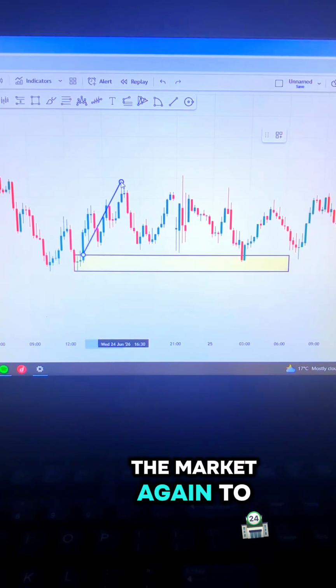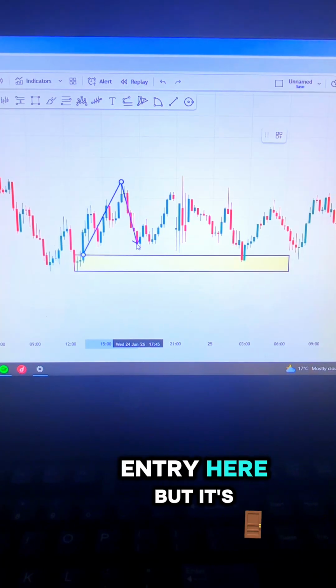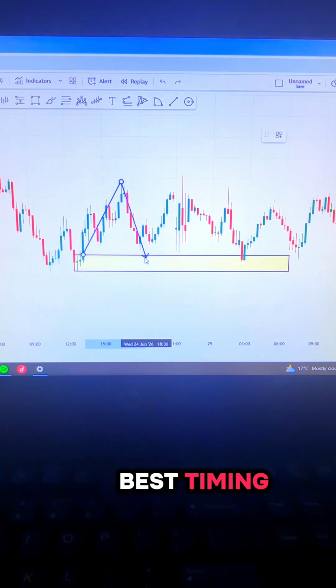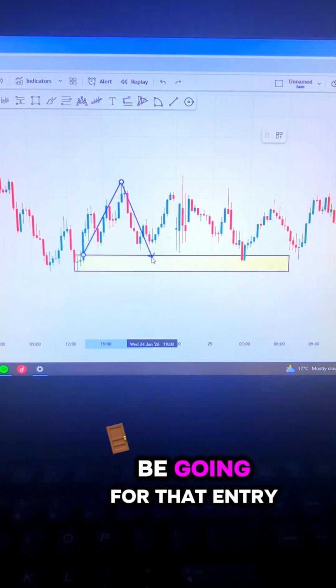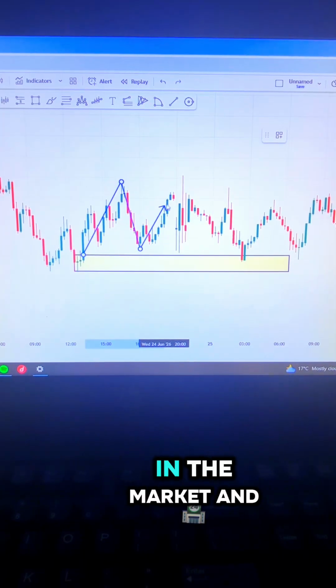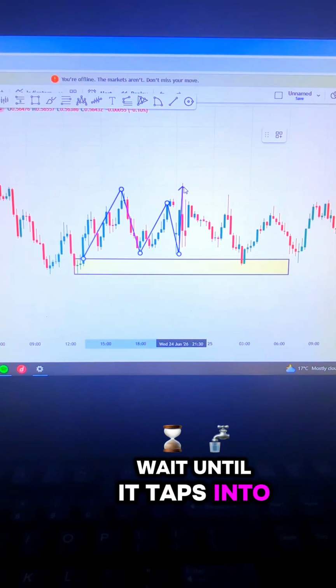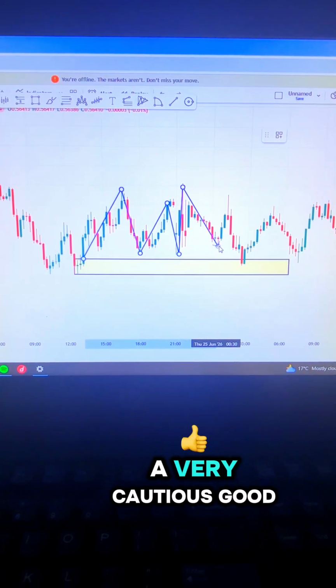I'll be waiting for the market to tap again. Yeah, you might take your entry here, but it's not guaranteed. We want the best timing, the best entry to take our move. When it taps into this zone, we'll be using an additional confirmation, then we'll go for that entry. So I'll be patient in the market and wait until it taps into my zone. That is when I'll be very cautious.